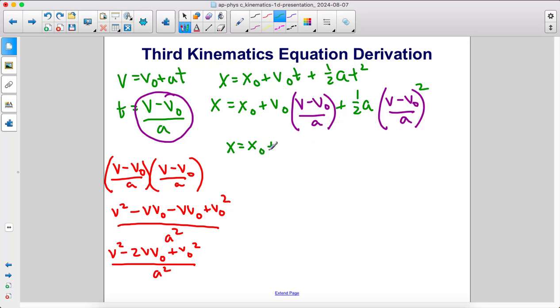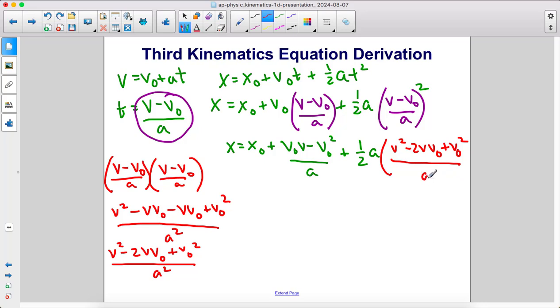So we have, okay, maybe I'll multiply this out as well. So v naught times v minus v naught times v naught, so that's v naught squared. That's all over a, plus we have 1/2 times a times this result. That's v squared minus 2v v naught plus v naught squared over a squared. Okay, so this a cancels with one of those a's. And now look, they both are over a.